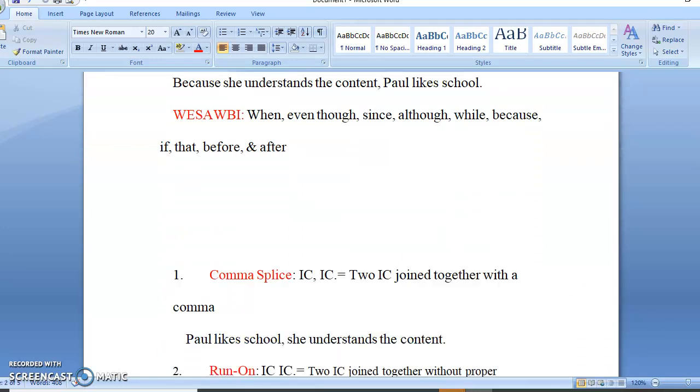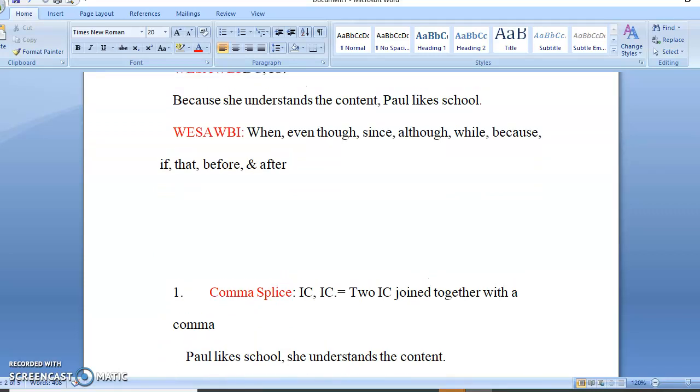All right, so the first sentence punctuation error that I want to talk to you about is a comma splice. So a comma splice would be two independent clauses that are joined together with a comma. Paul likes school, comma, she understands the content. That is a no-no. We cannot join two independent clauses together with a comma. So if you ever do that, know that that is an error. Okay, so right now all I'm doing is identifying the 4 sentence punctuation errors.